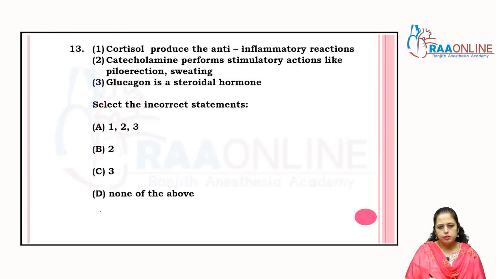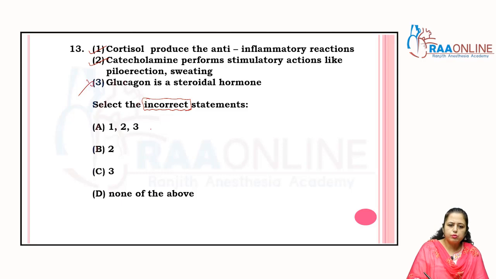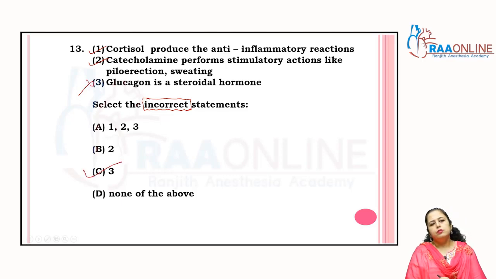Now come to the next. Select the incorrect statement. Cortisol produces anti-inflammatory reactions, right or wrong? Right. Catecholamines, that is adrenaline and noradrenaline, right? They perform stimulatory actions like piloerection and sweating, exactly. The glucagon is a steroidal hormone. No, it is incorrect. So the answer is C. Clear?